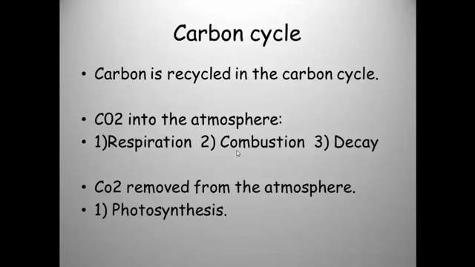Now, the carbon cycle is reasonably easy, and it basically just explains how sometimes carbon dioxide goes into the atmosphere, and sometimes carbon dioxide is removed from the atmosphere. So you need to know about all the things that release CO2 into the atmosphere and things that take it out. So the things that release CO2 are respiration, which every living thing does, combustion, which is obviously burning, and decay. When the microorganisms obviously feed off dead organic matter, they might release some CO2. CO2 can be removed from the atmosphere by photosynthesis.